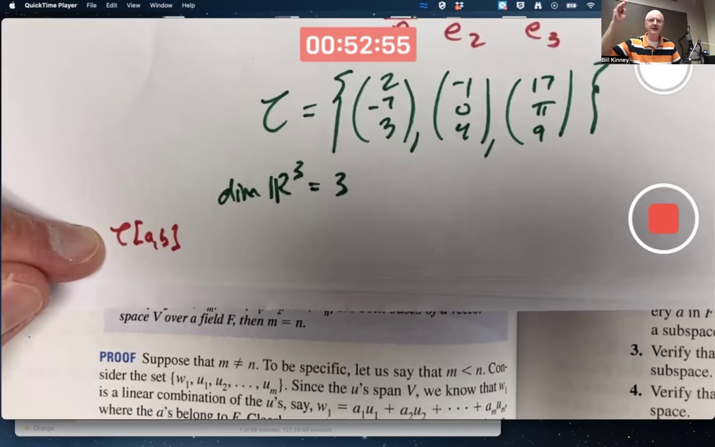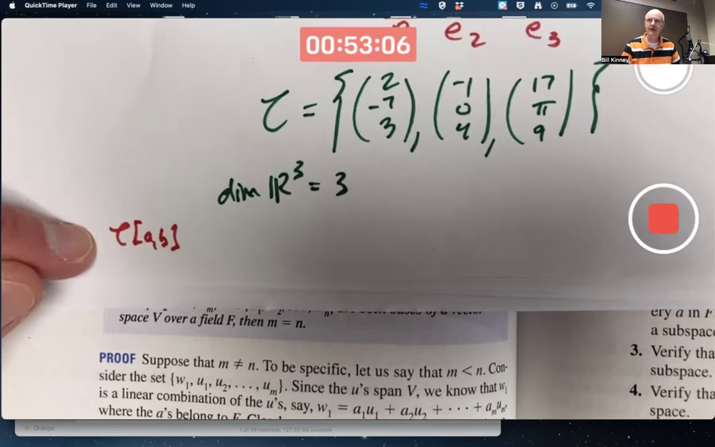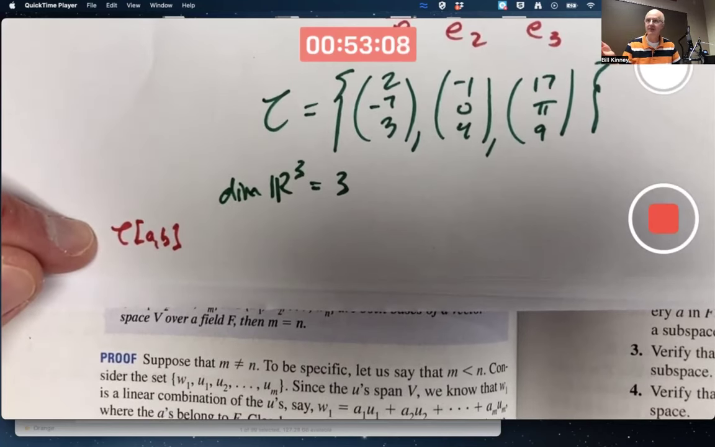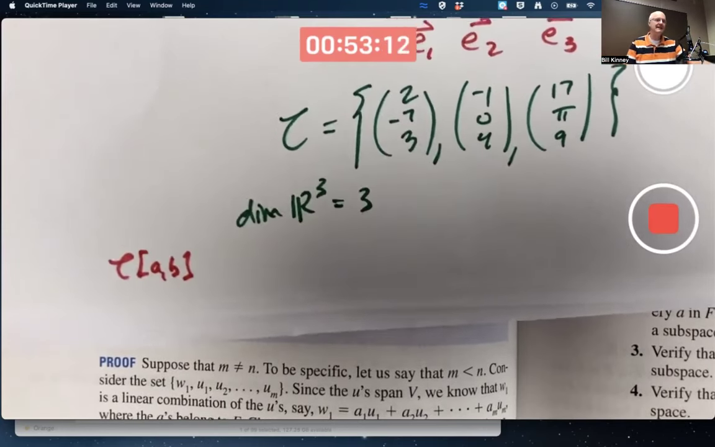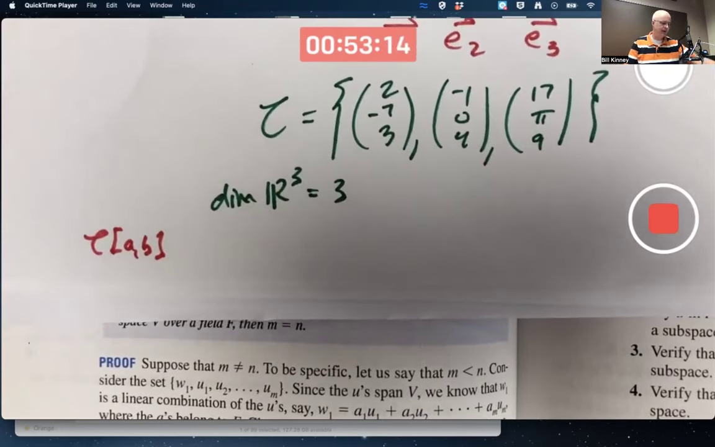There's infinitely many functions in there, but that's not the reason it's infinite dimensional. It's because there's no finite collection of functions you can create in such a way that every continuous function is a linear combination of that finite set. Not possible. So there are vector spaces that have infinite dimension.